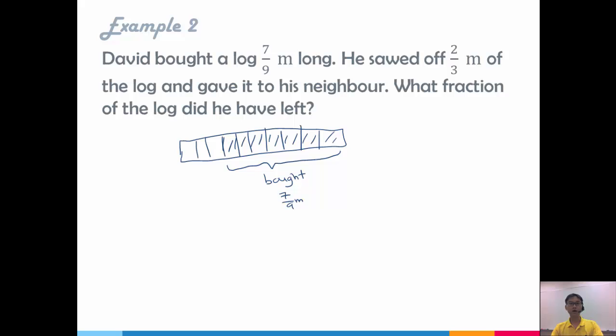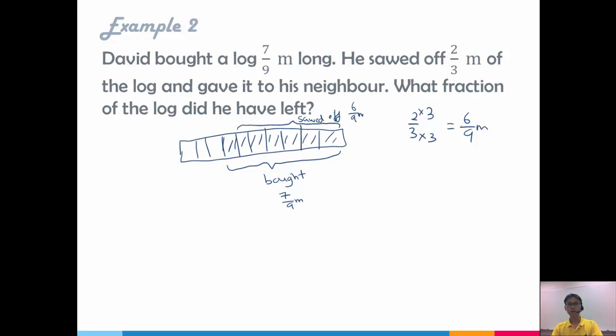He sawed off 2/3. Now 2/3 I can't represent here, so I need to change this 2/3 into ninths. So if I multiply 3 at the denominator, I need to multiply 3 at the numerator, and that gives me 6 out of 9 equal parts. So in other words, he sawed off 6 out of 9 equal parts meter of the log. So 6 out of 9 equal parts is here. So this is what he sawed off.